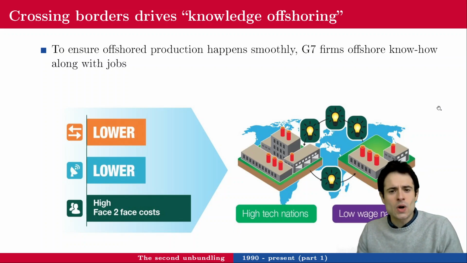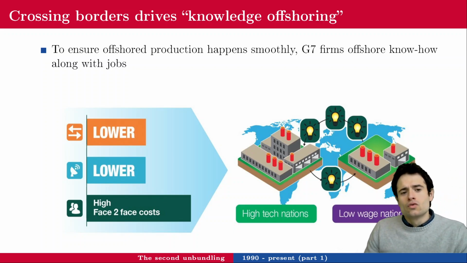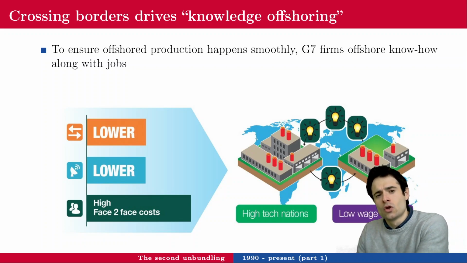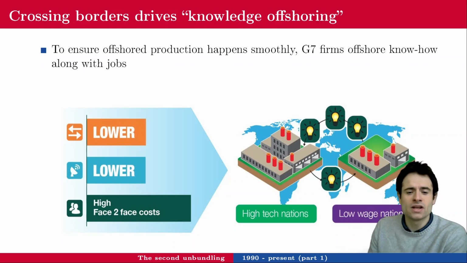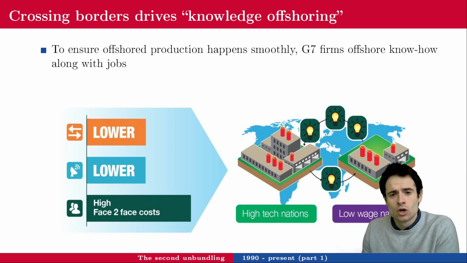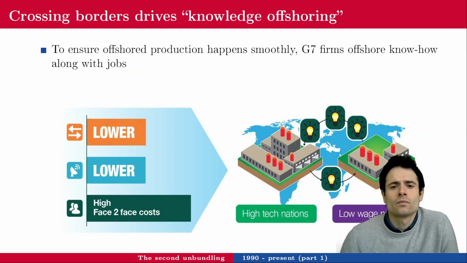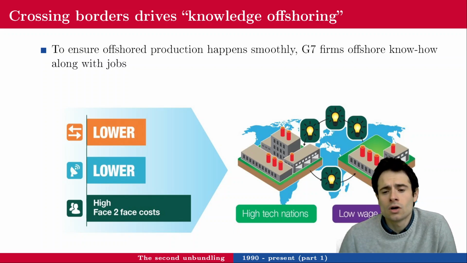So crossing borders drives knowledge offshoring. If a firm wants to offshore its production, it needs to communicate to the plant or to the firm offshore how things are going to be produced. So G7 firms, the ones who were producing almost all the manufacturing goods until 1990, need to transfer their know-how along with jobs.